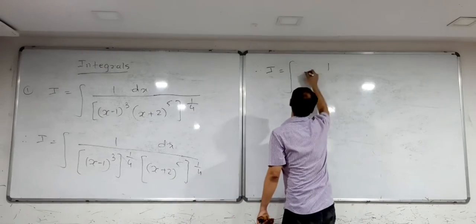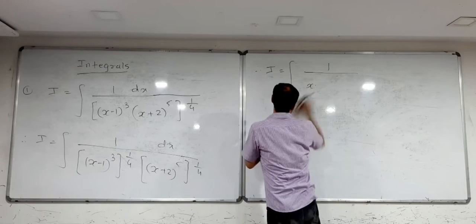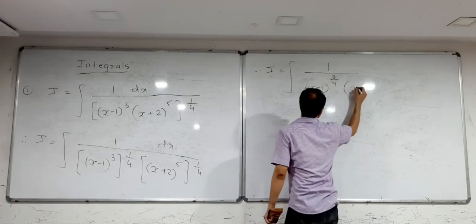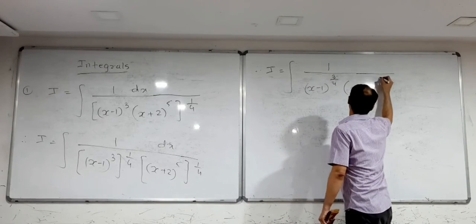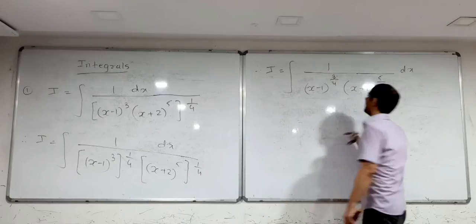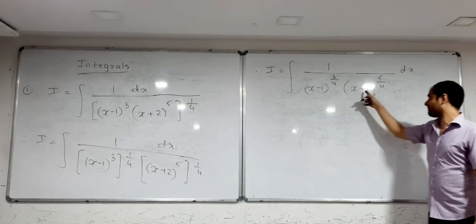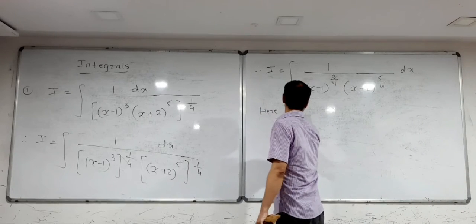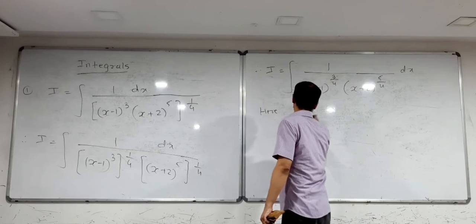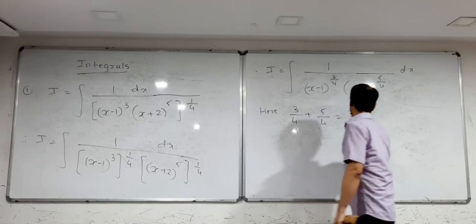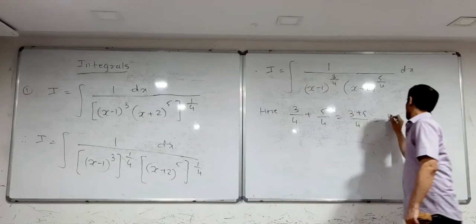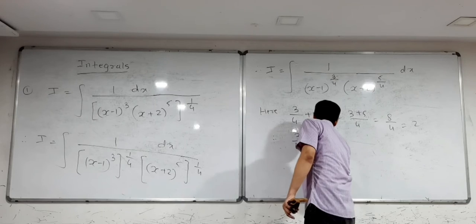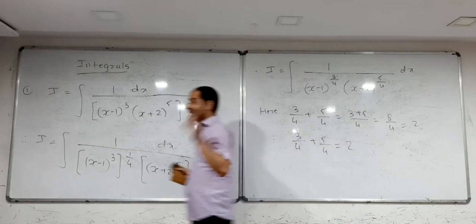Try to identify this type. It is a linear, x minus 1, raised to a fraction 3 by 4, into another linear, and its power is also a fraction. And what is the speciality? The sum of the powers. The power of one linear is a fraction, the power of the other linear is also a fraction, and the sum of the powers here, 3 by 4 plus 5 by 4, will be 2. Directly you should know that the sum of the powers will be 2.